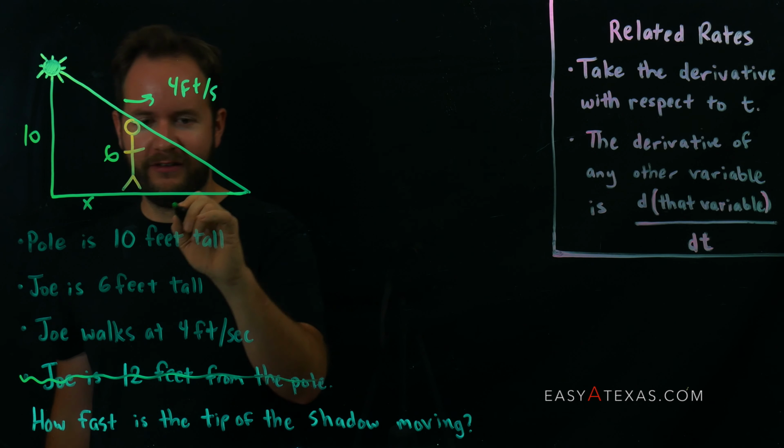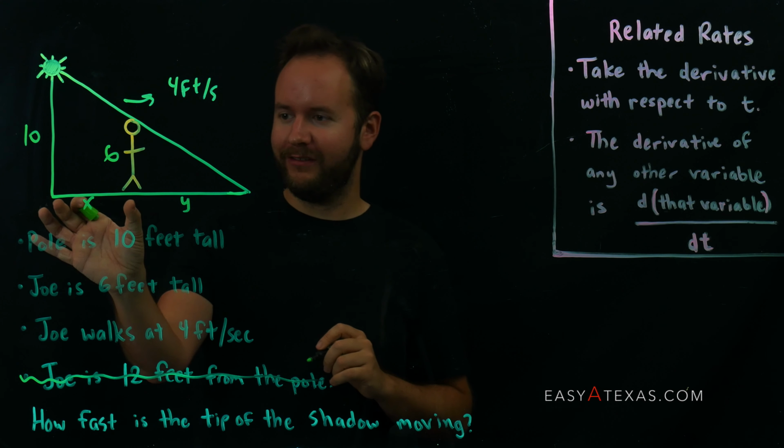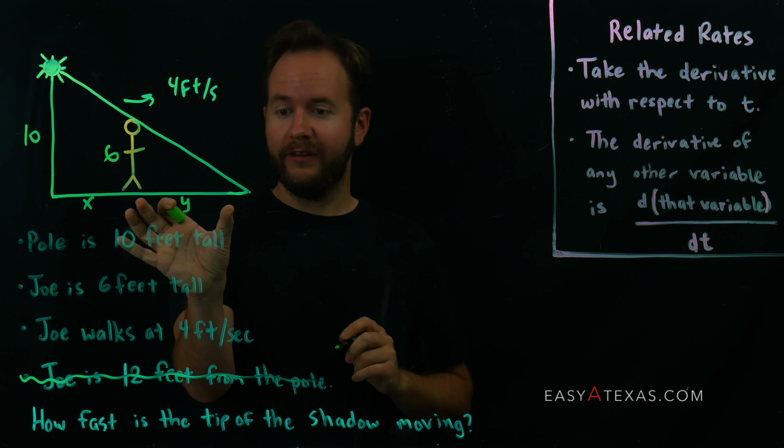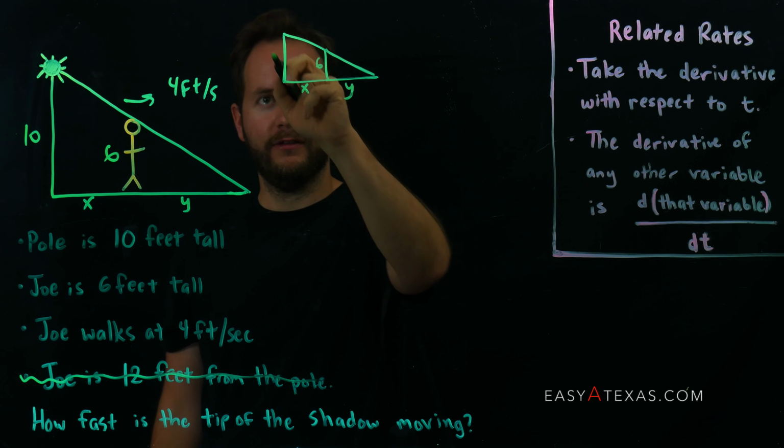We're going to call this distance x, and we're going to call this distance y. So x is the distance from Joe to the pole. y is the distance from Joe to the tip of his shadow. Okay, I've done this because I now have similar triangles. What I'm saying by that is we have a triangle here, and inside that another triangle. So we have x, y, 6, and 10.